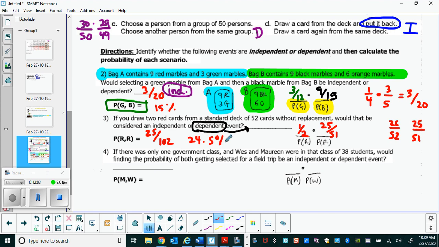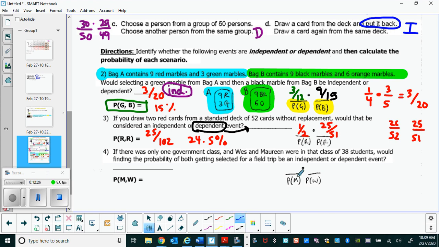So again, this is dependent because what happens with the first draw will impact the second event. All right. Now for number 4, we have that there is only one government class, and Wes and Maureen are both in that class of 38 students. We want to know the probability that they're both going to get selected, and we want to know if that's going to be independent or dependent.